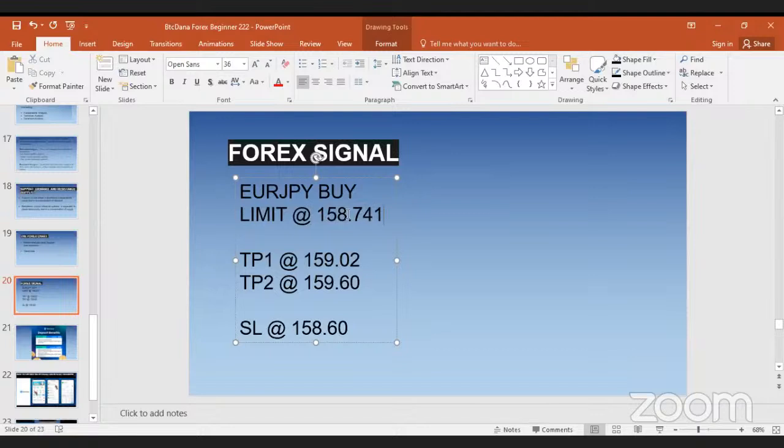Now, when you go to your home screen on your BtcDana app, go to market. You see the option of market in your home screen. Yeah, the second option is your market. Click on the market. Now, search for Euro JPY. Okay, in your market, search for Euro JPY. Now, click on the Euro JPY. Then it's going to take you straight to your Euro JPY chart.